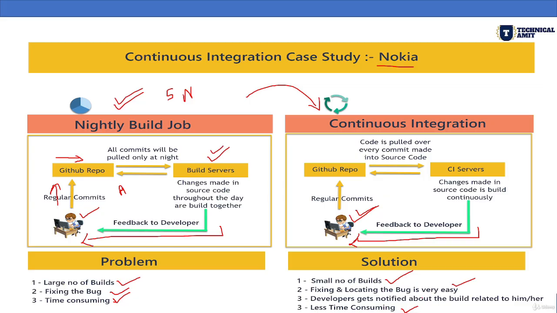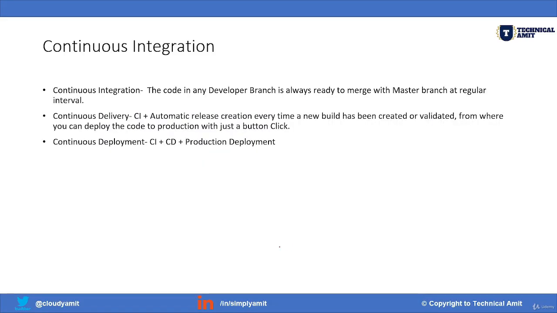Now we have talked about the problem statement, we talked about the solution statements. Let's quickly talk about what continuous integration is. As we talked about continuous integration in the previous video, this is a practice followed by the developers, where they commit their changes into the central repository, which might be GitHub or any other source version control system. So that is what our continuous integration is.